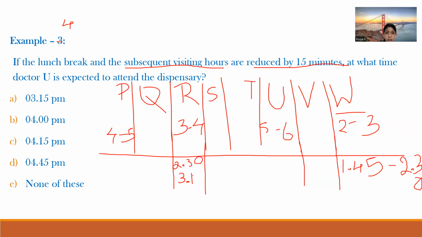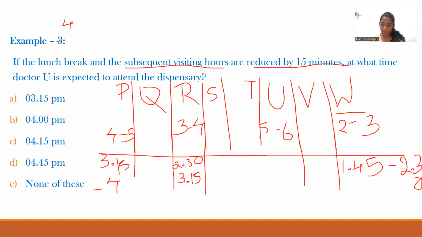So if Dr. R is ending by 3:15, then what time should Dr. P start? 3:15. So 3:15 to what time? 4 o'clock. Correct. So what time is Dr. U expected to attend the patients after that? 4 o'clock. 4 p.m.